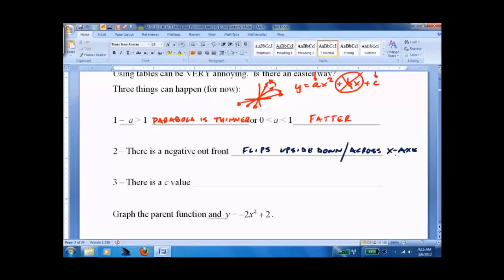That's fine with me. And if there's a c value, again, we're just dealing with the a and the c for now, it moves up or down. Up if it's positive, down if it's negative.